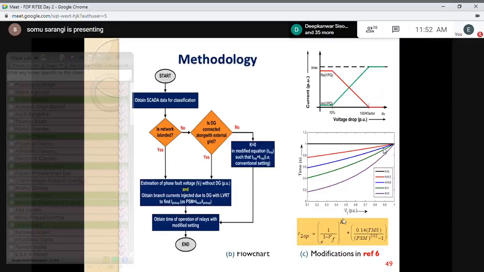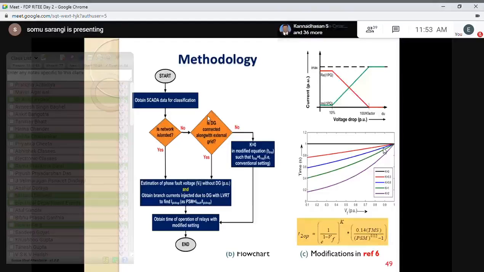For different values of k, we have chosen k equal to 2, k equal to 1, and k equal to 0. We have seen the time of operation. If we include different values of k, then automatically the time of operation is decreasing, which is what we required. So by including the fault voltage, which is measured at the relay bus, we can have a better algorithm.